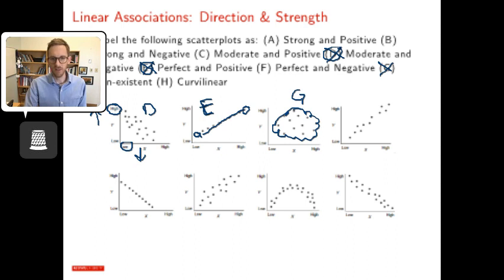For this one, as X is low, Y is low, and as X is high, Y is high, but there's a little bit of noise around that, right? They don't all fit on a perfect line, but that's pretty close. So I would say that this is strong and positive, A.